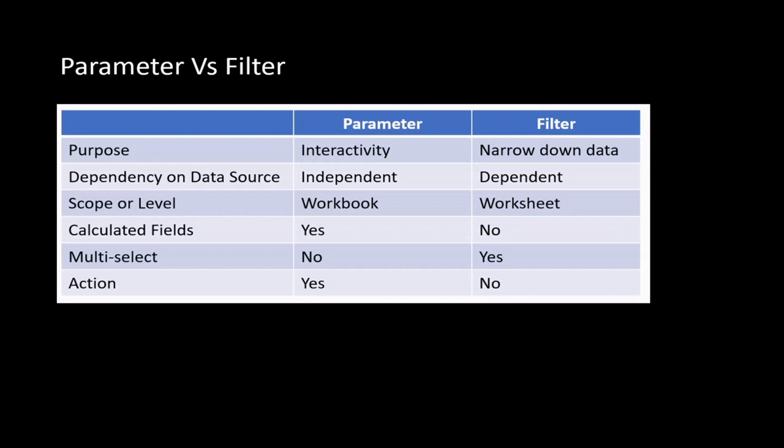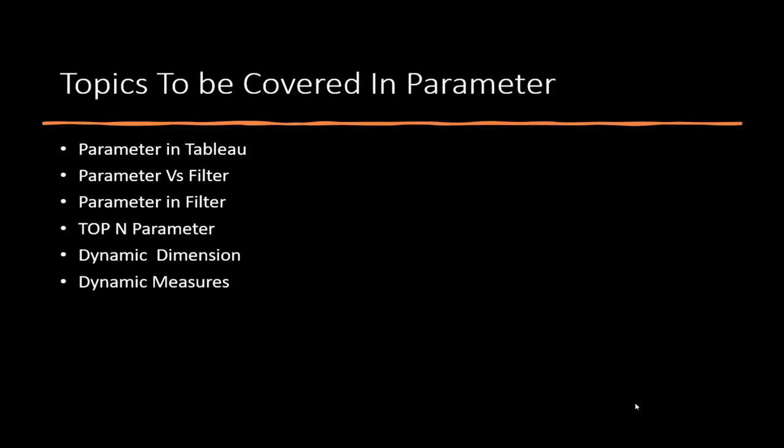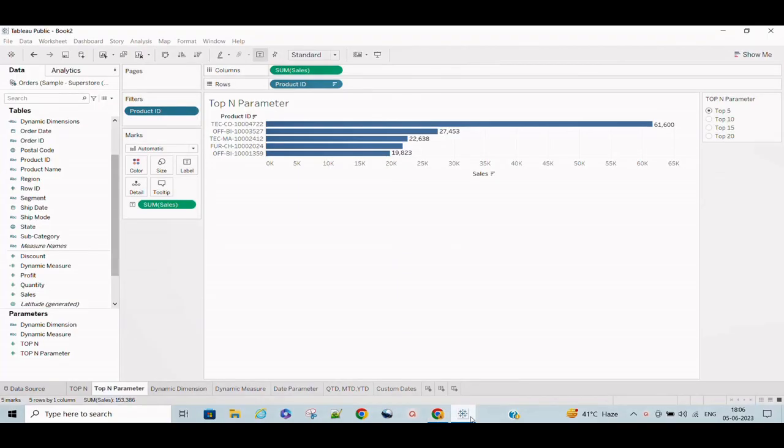Now, as we have understood the difference between a parameter and a filter, we will move to Tableau for the implementation of parameters and understand how they work. So first we will understand the third point, which is parameter in filter. So let's go to Tableau and do the implementation of it.